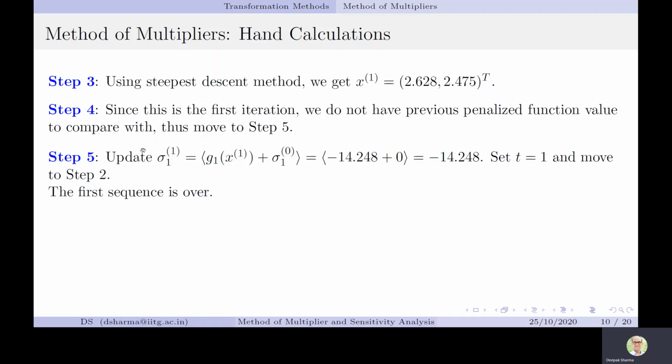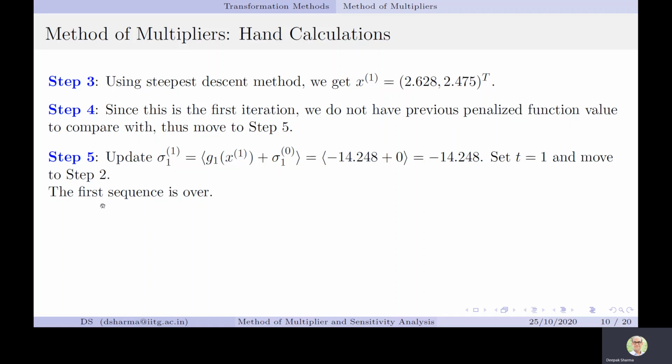Now in step number 5, we update the value of sigma 1. Sigma 1, 1 means after one iteration, the sigma is updated as G1. Now you can see we are finding the constraint at the new point x1 plus sigma 1, 0. So that comes out to be minus 14.248. Then we set t equals to 1 and move to step number 2.